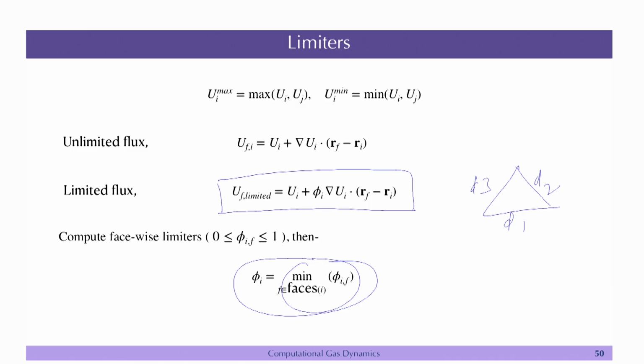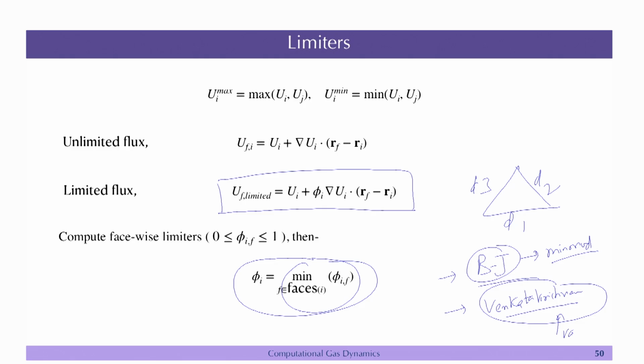There are basically two limiters. One is called the Barth and Jespersen limiter, the BJ limiter, and another is the Venkatakrishnan limiter. We will discuss these limiters in detail in the next class. Ultimately, what we want is a definition of the limiter which works on an unstructured grid. We will see that BJ is inspired from the minmod limiter, and Venkatakrishnan is inspired from the van Leer limiter. We will discuss both these limiters in the next class.